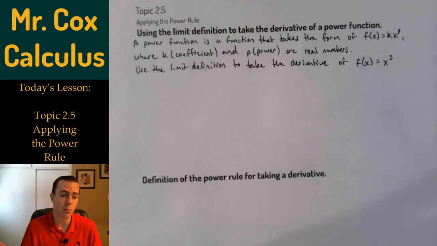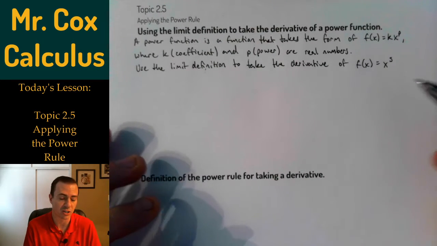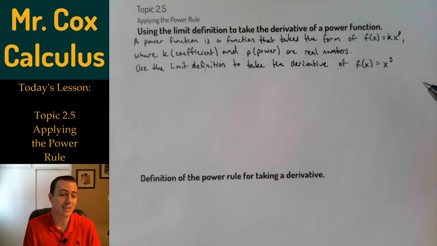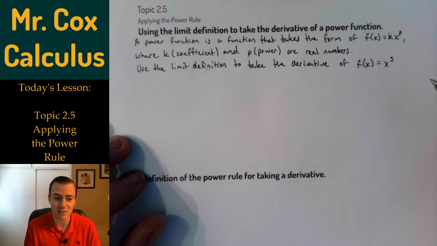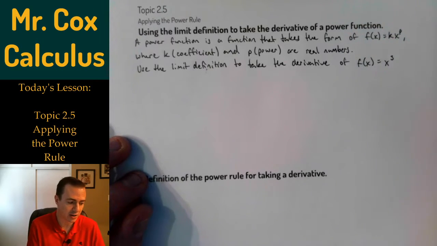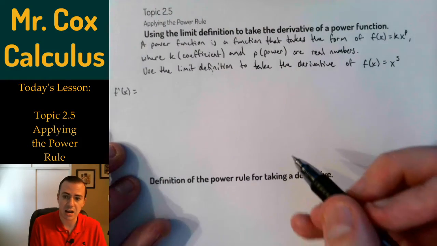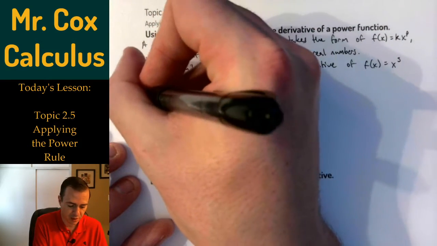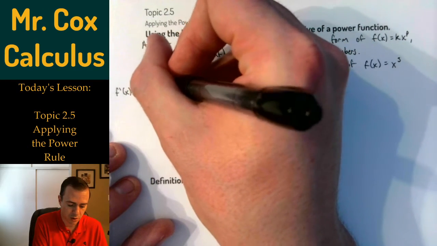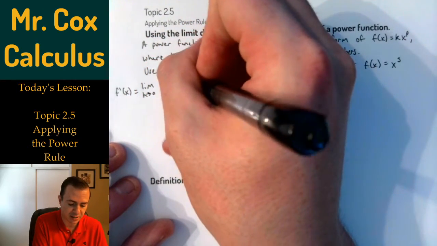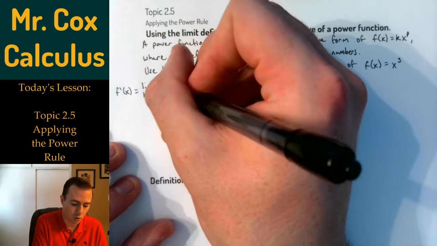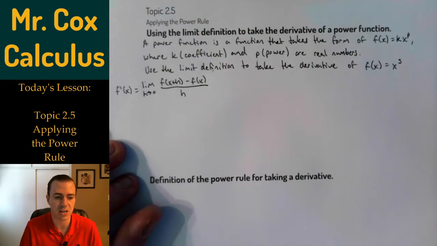As I'm doing it, I really encourage you to watch what's happening, because something happens whenever we talk about these power functions that, when I take the derivative, is always going to happen. And so we can apply a very convenient rule once we see what the pattern is. So just a reminder, f prime of x, the derivative of x, is going to equal the limit as h approaches 0 of f of x plus h minus f of x all over h. There's our limit definition of the derivative.